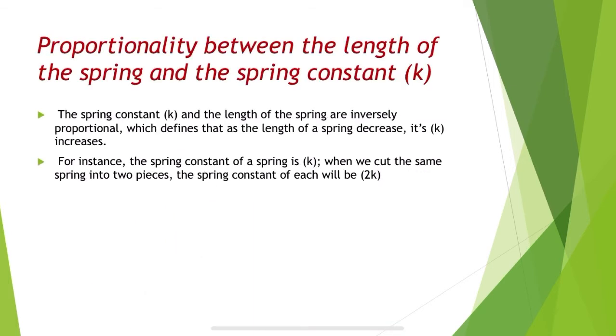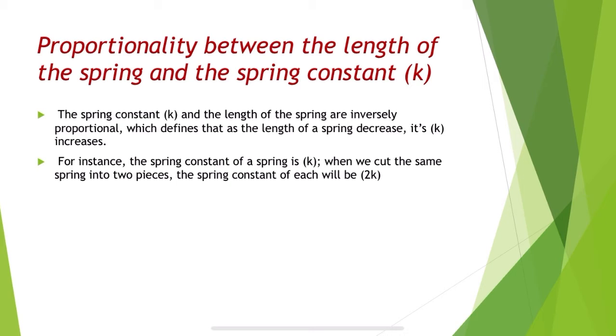Now, the proportionality between the length of the spring and the spring constant K. The spring constant K and the length of the spring are inversely proportional, which means that as the length of the spring decreases, as I also talked about in the last slide, its K is going to increase.